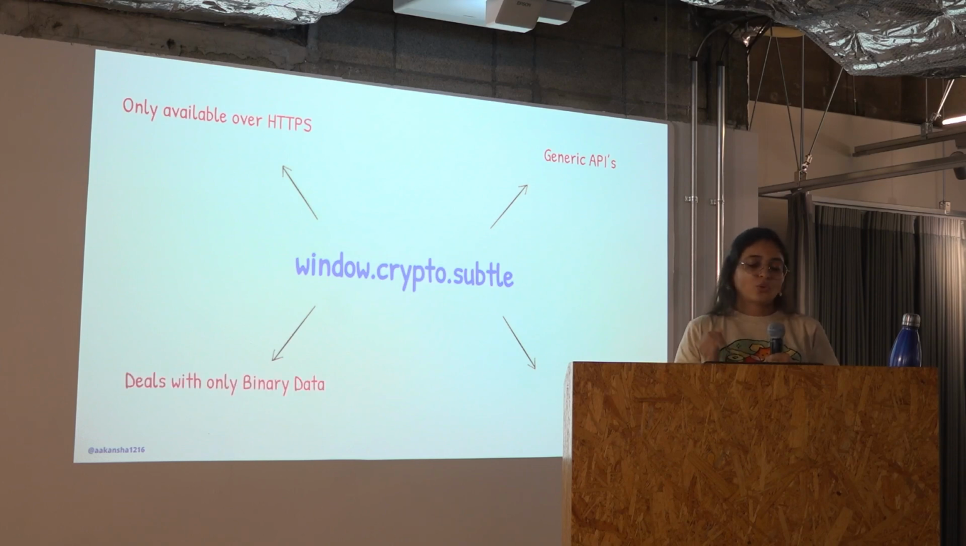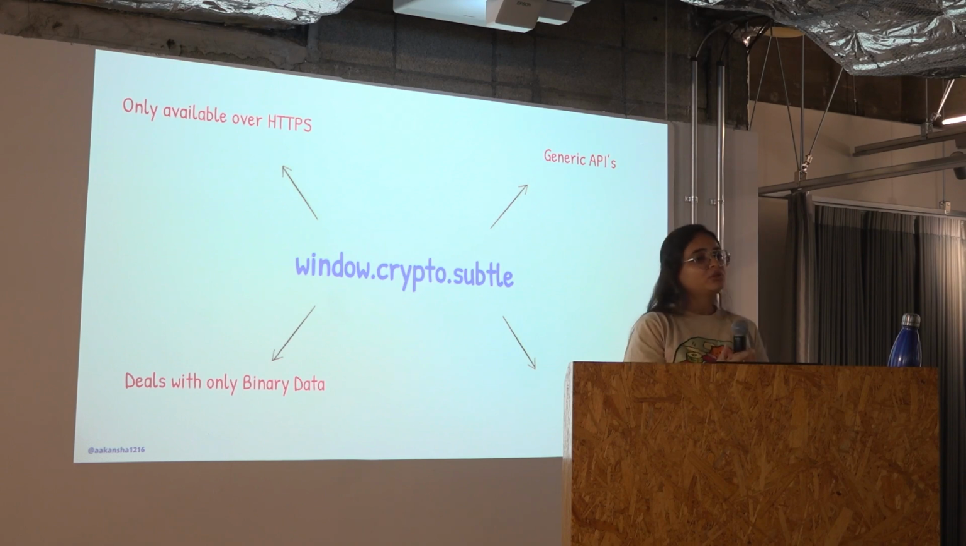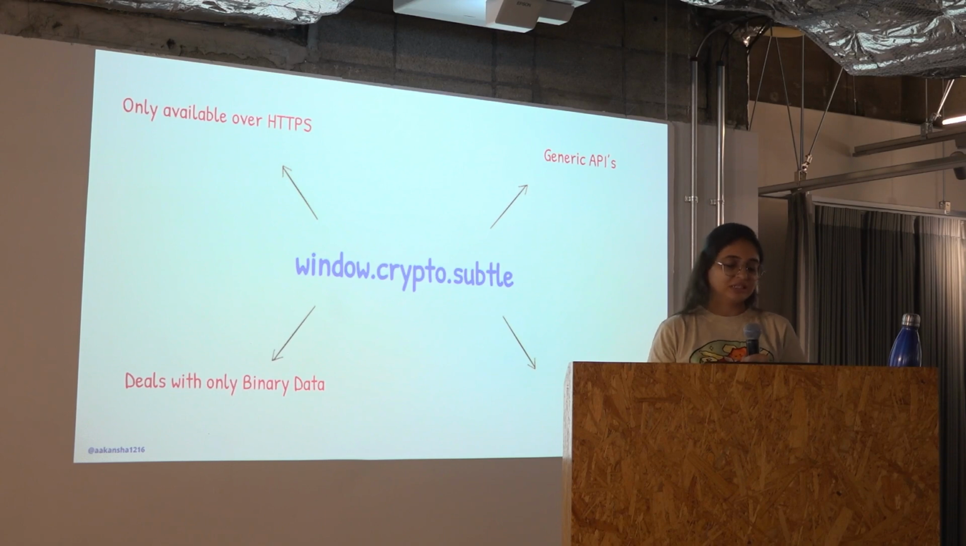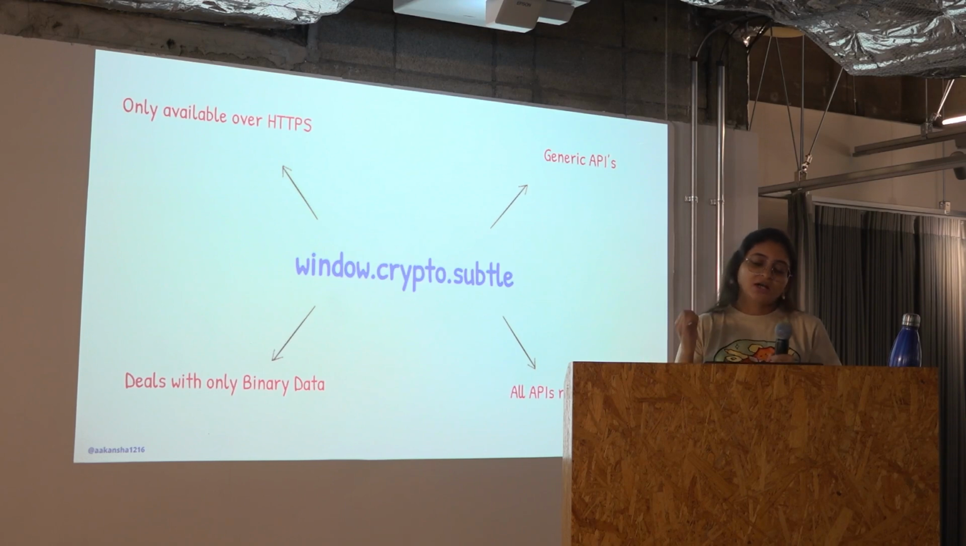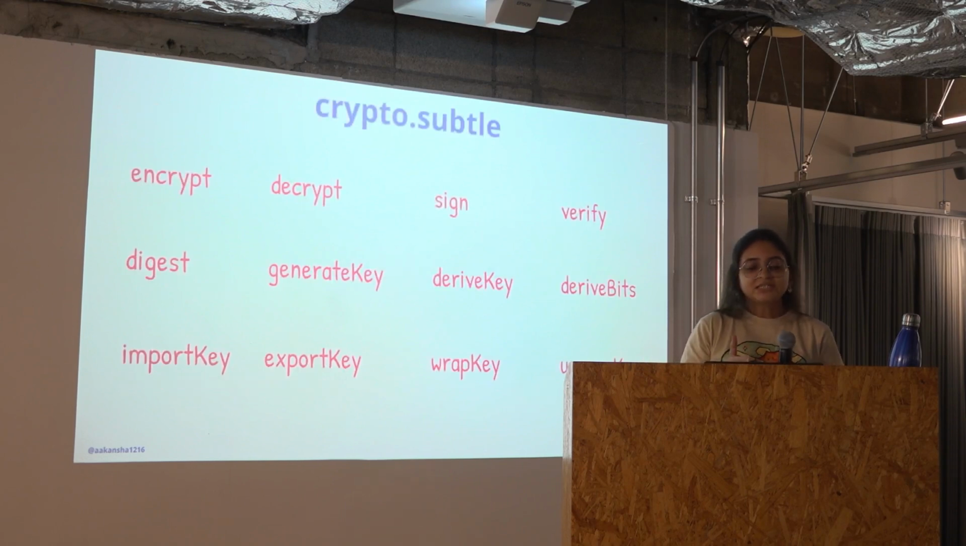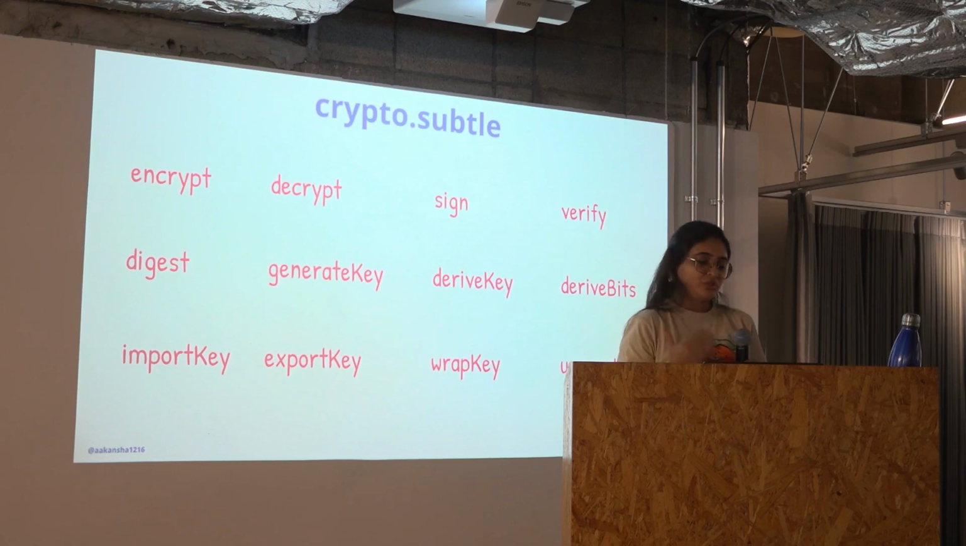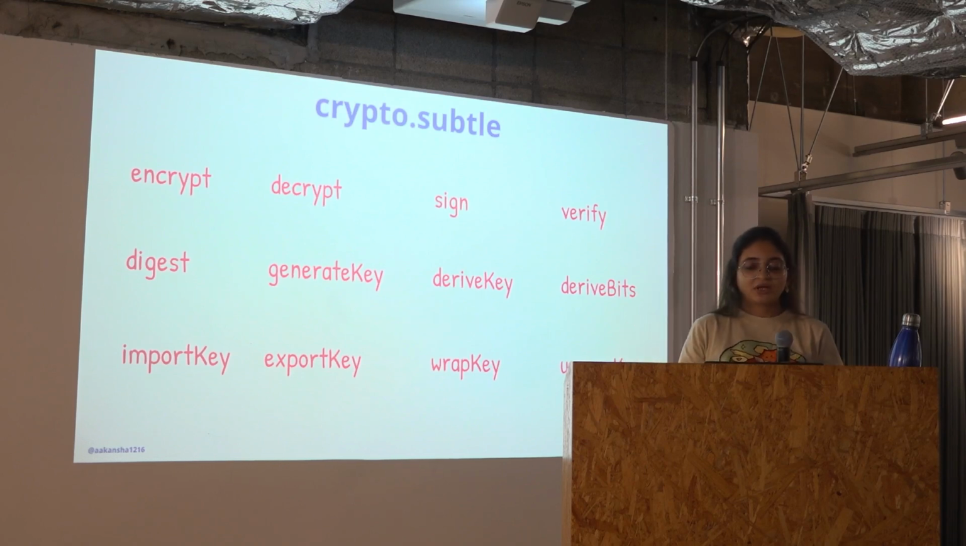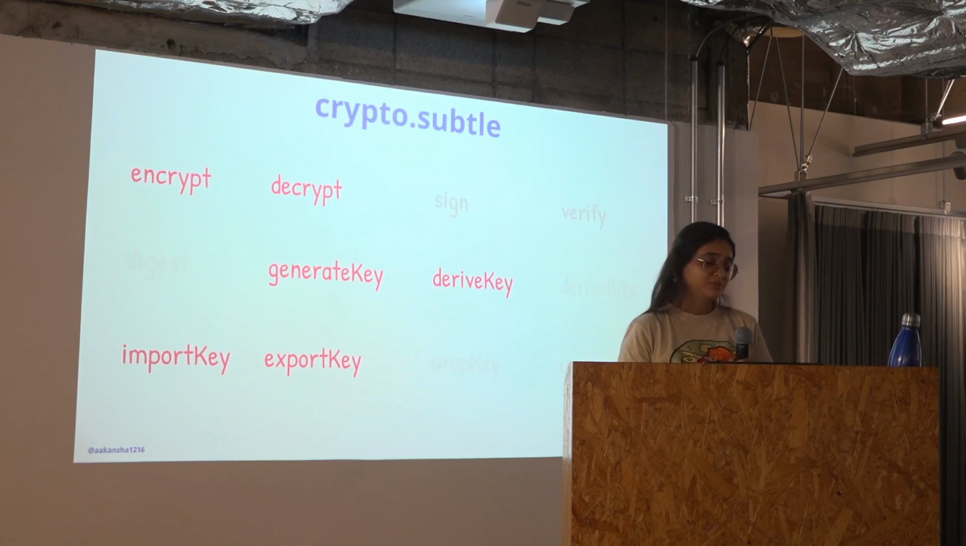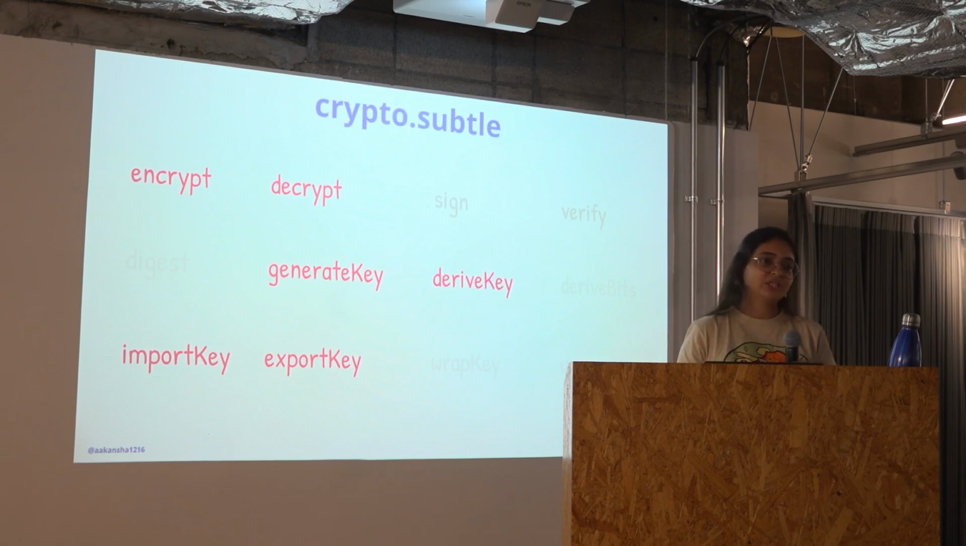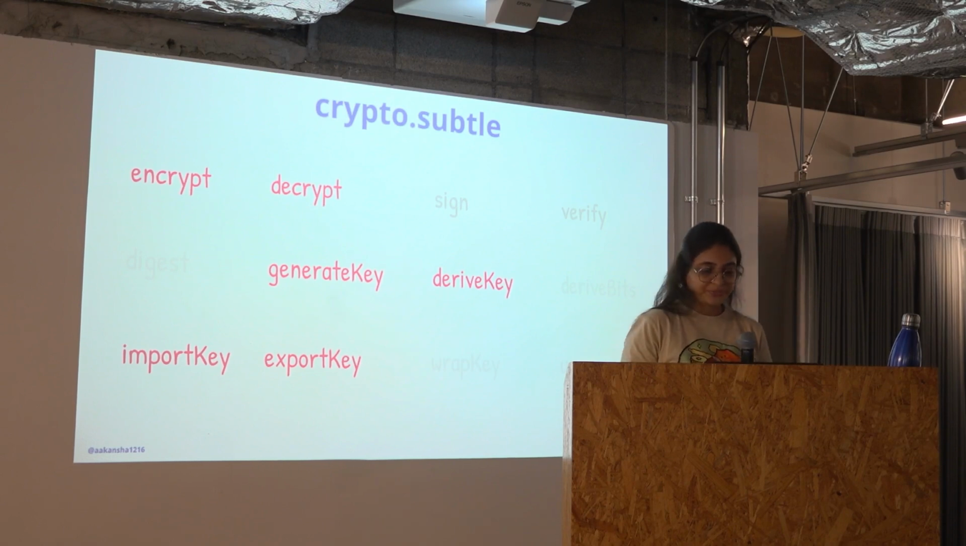It deals with only binary data. So the input and output of the crypto.subtle API is always going to be binary data. And we are going to deal a lot with binary data in the future slides. All the APIs return promises, so we are going to use the same as well. Now these are the crypto.subtle APIs which you can get in the docs as well. I'm going to cover encrypt, decrypt, generate key, derive key, encode key, and export key in my talk.